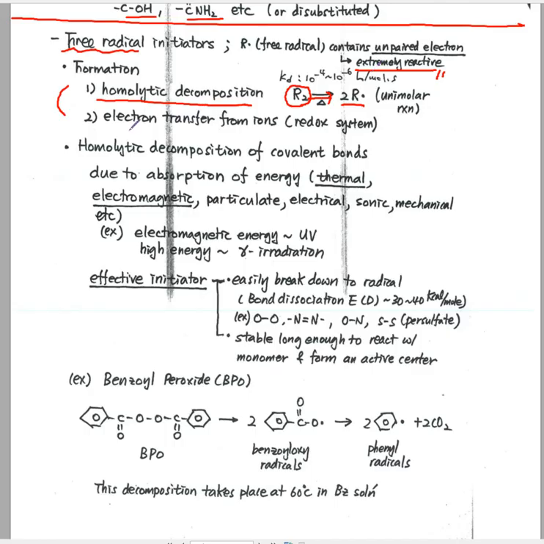And the second method is electron transfer from ions, basically redox reaction. So let's see one by one. So homolytic decompositions are described here. Homolytic decomposition means that a certain covalent bond inside the molecule is just broken into two identical fragments.